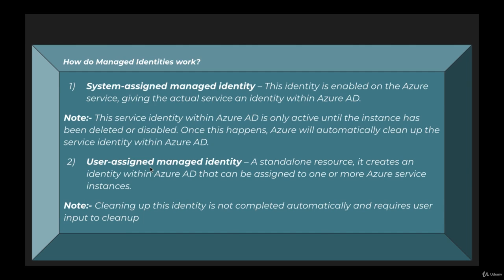The basic difference between system managed and user managed is the life cycle. Once the service is deleted, Azure will automatically clean up the service identity. But the user managed identity is created with manual intervention, as a standalone resource. For example, you have created a VM, then you can create a user identity. It creates an identity within Azure AD that can be assigned to one or more service instances.